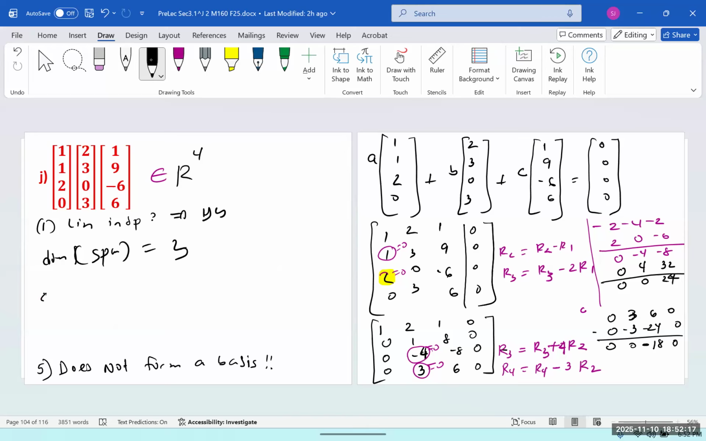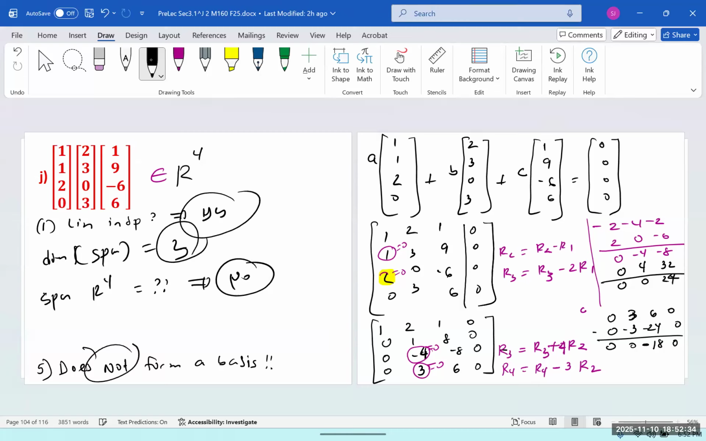Do they span R4? No, because to span R4, we need 4 independent vectors. But we have 3, so no. So the dimension is 3, yes, and spanning R4 is no.